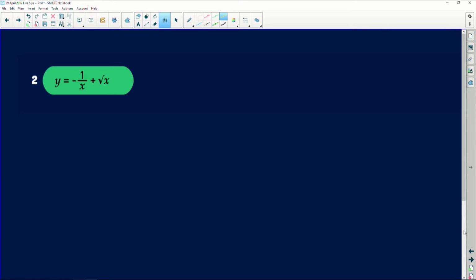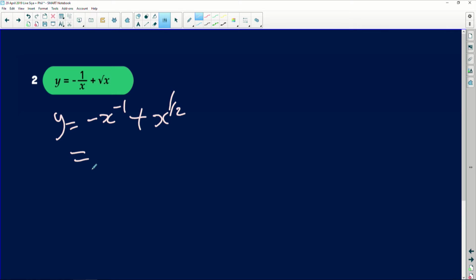The second question says y is equal to -1 over x plus a root of x. Remember what I said to you guys. You cannot have x as a denominator. You also cannot have x as part of a square root. So I first need to get rid of those things. So this will be y is equal to -x to the exponent -1. Remember there is a 1 there that we do not represent. Then plus, the x there will be x to the exponent 1 over 2.